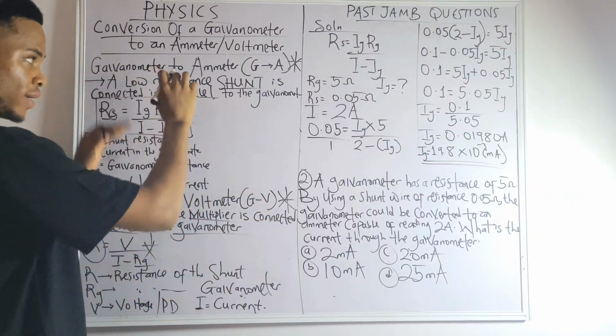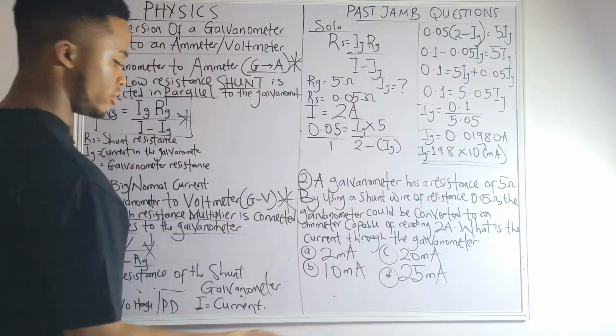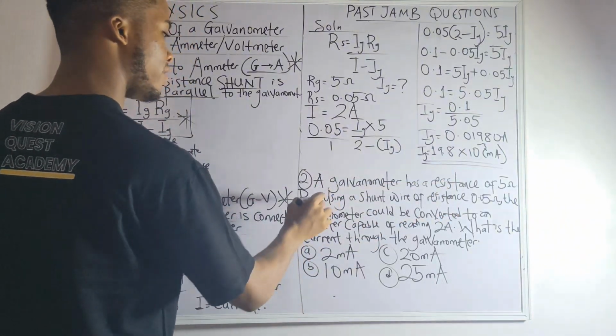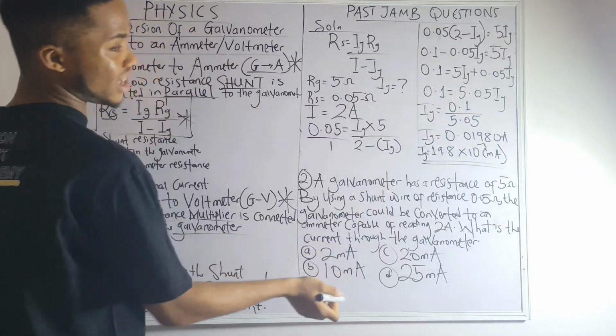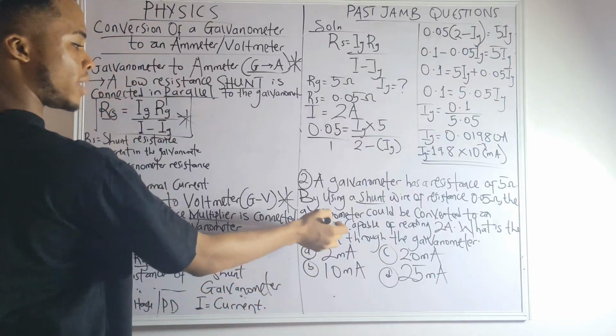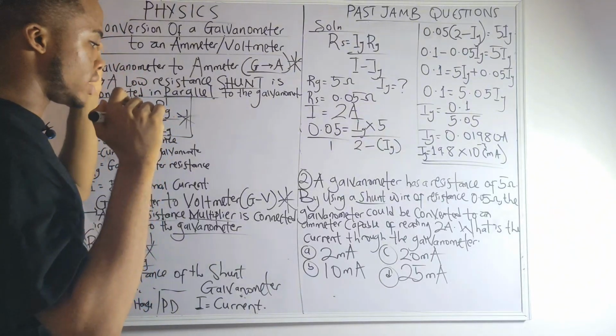Dealing with this example from G to A, if you hear multiplier, you're using what? This formula. So by using a shunt resistance, the galvanometer could be converted to an ammeter. They have told you already, but once you've seen this shunt, they don't need to tell you it's an ammeter. Automatically, you're meant to know that you are changing to an ammeter, of course.